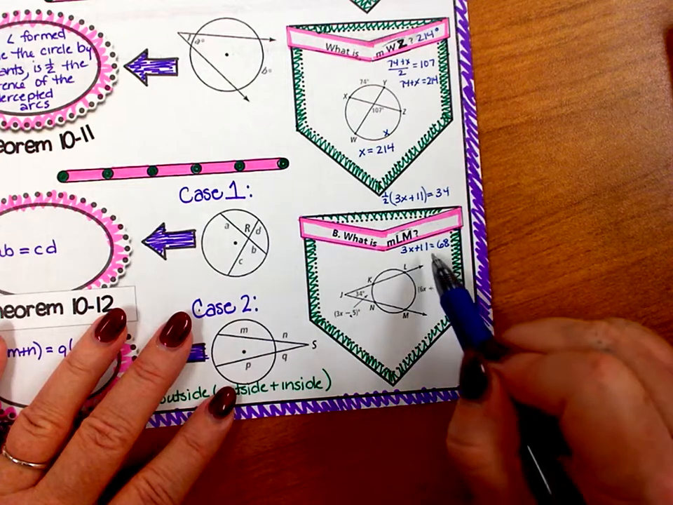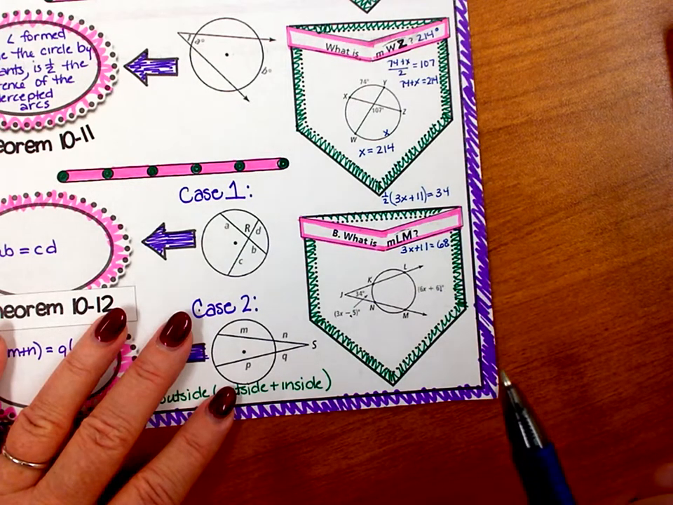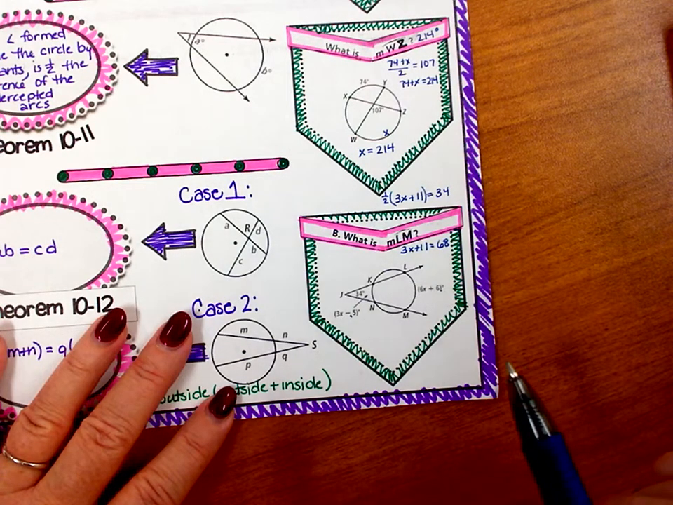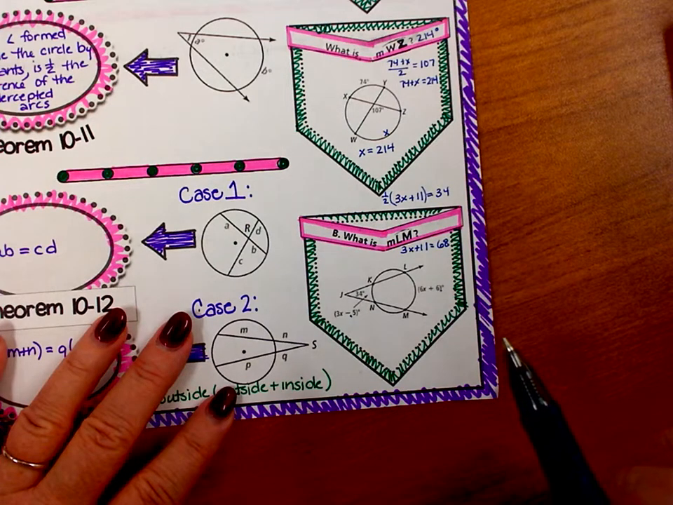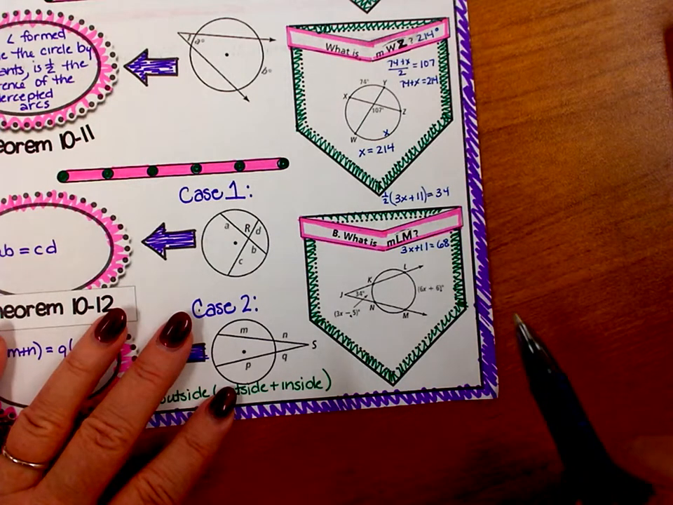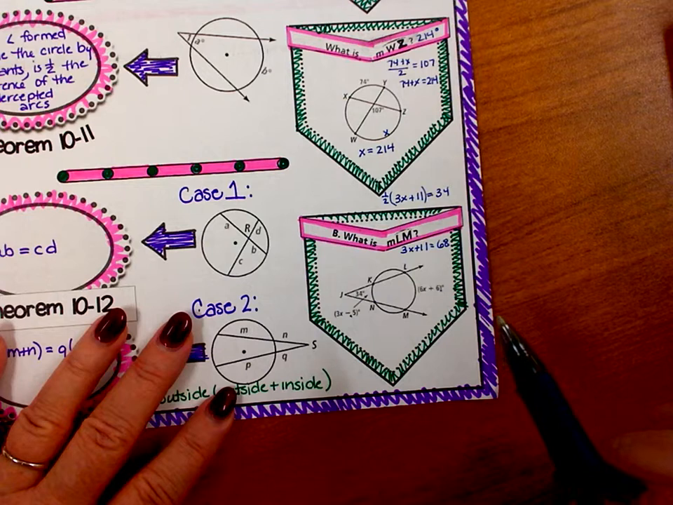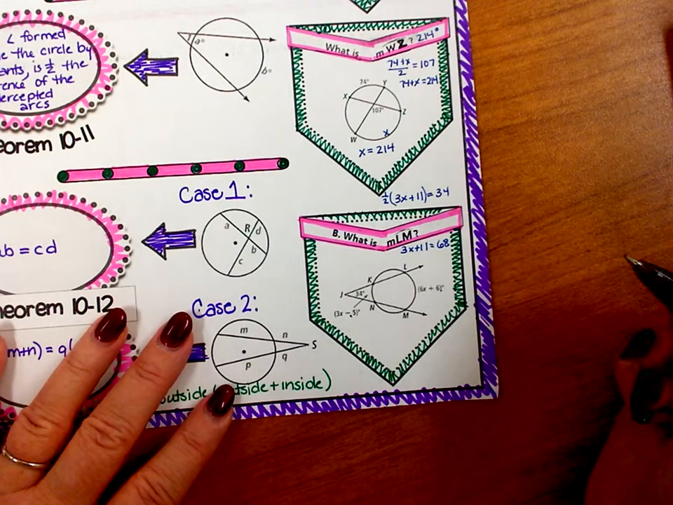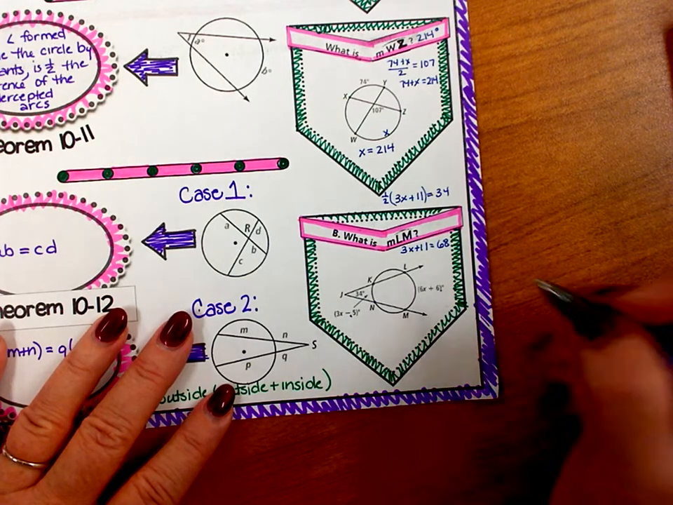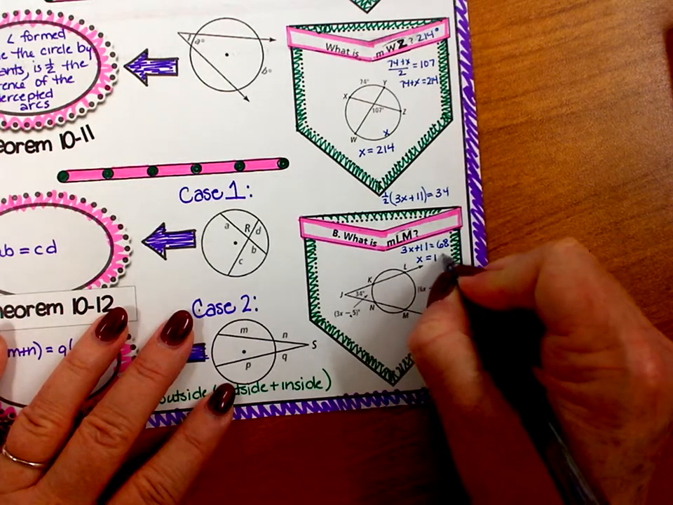And then when we subtract 11, we get 57. And when we divide that by 3, we are going to get 19. So we know that x is equal to 19.